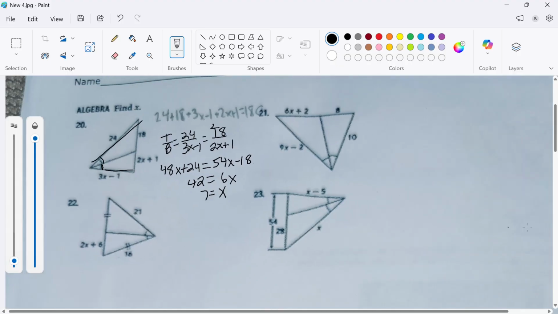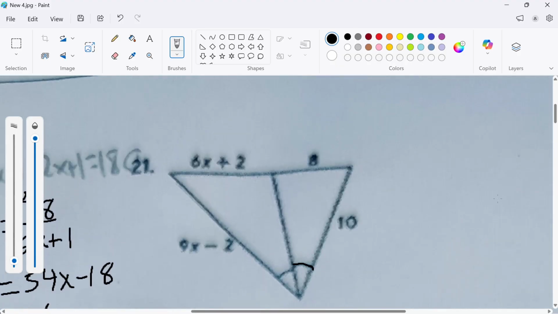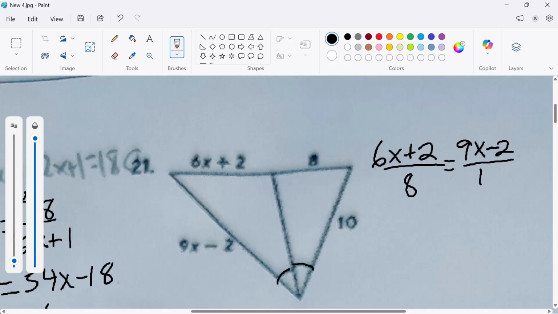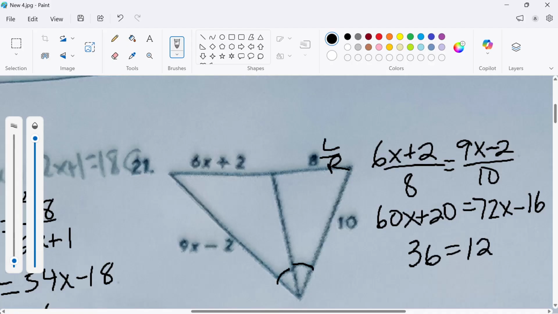So that was 20. Here's 21. Again, that's an angle bisector. So that means the corresponding sides are going to be in the same ratio. So 6x plus 2 over 8 equals 9x minus 2 over 10. I did left to right. And so now I will cross multiply: 60x plus 20 equals 72x minus 16. I will add 16 to both sides, subtract 60x from both sides. 36 equals 12x. x equals 36 divided by 12, which is 3.